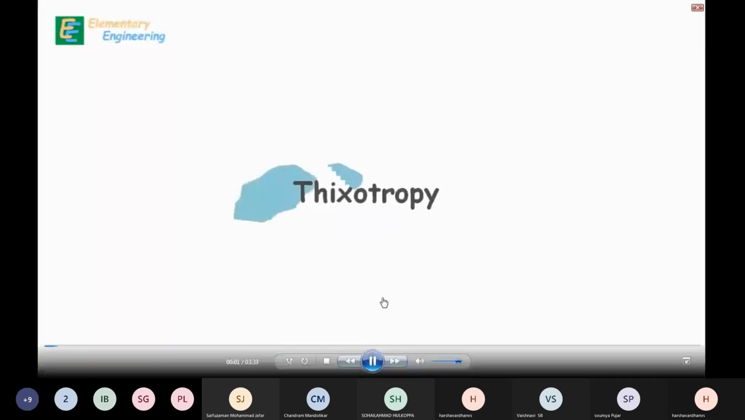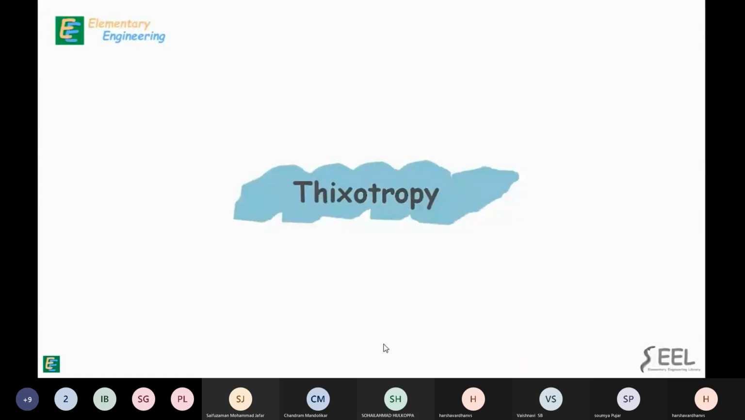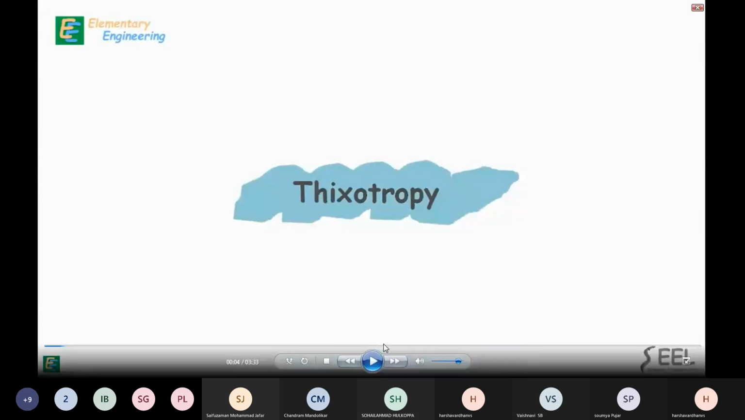Okay, the next concept is thixotropy. Before that, sensitivity. The strength of the soil in the undisturbed state is different, and after you work with the soil or transport the soil or load the soil, the soil is going to get remolded, and after it is remolded, it is going to lose some strength. And the strength before remolding, that is in the undisturbed state, divided by the strength in the remolded state, is called sensitivity.